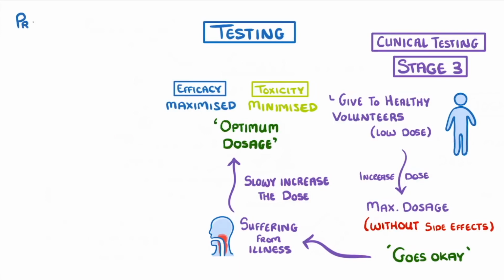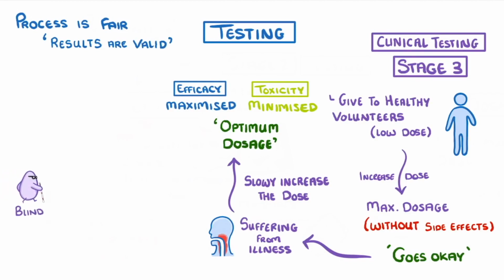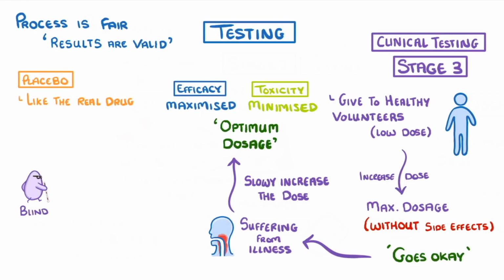The last thing we need to talk about is how we can ensure that the process is fair and the results we find are valid. To achieve this, we see that clinical trials should be blind and use a placebo. A placebo is a substance that is just like the real drug, but doesn't actually do anything. For example, it will often look exactly the same, except it's composed of sugar instead of any real medication.